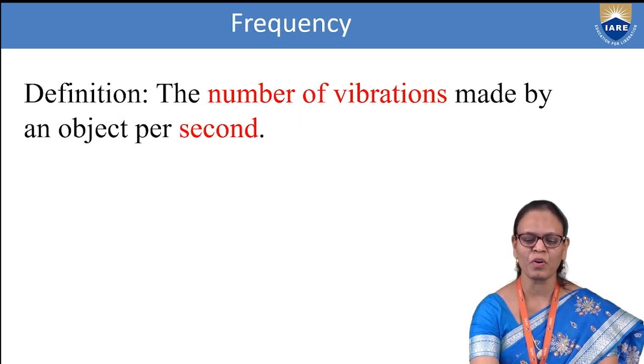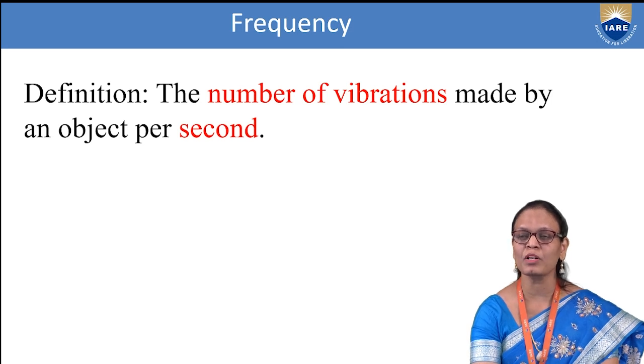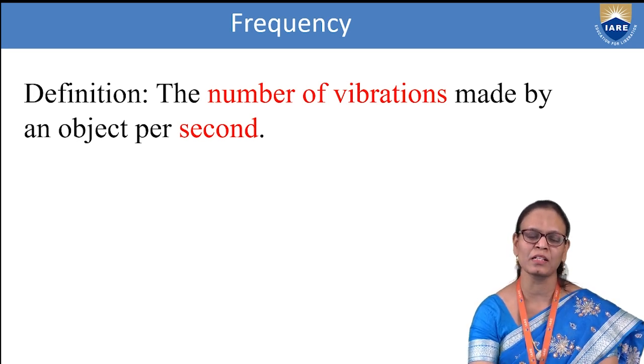So, the definition for frequency. The number of vibrations made by an object per second, we call it frequency. Sometimes we say the number of cycles per second is also frequency.